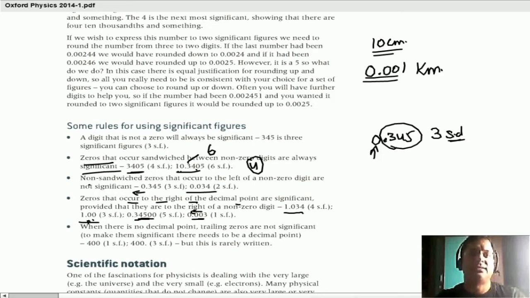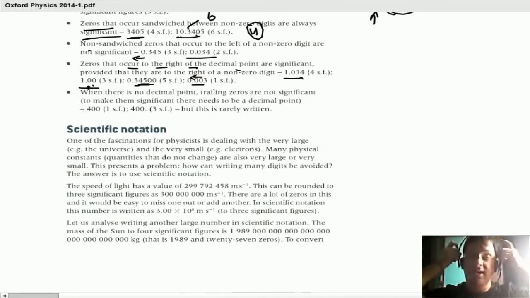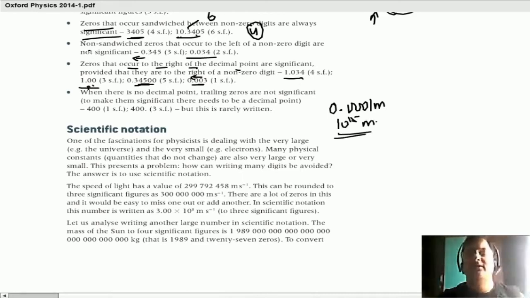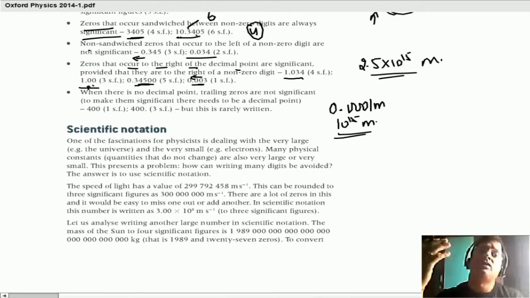Now in science, we measure very large quantities, a large range. See, I can measure 0.0001 meter, and I can also measure up to 10 to the power 15 meter. So physics says that, instead of writing a number in full, you write it like 2.5 into 10 to the power 15 meter. You use a certain notation.